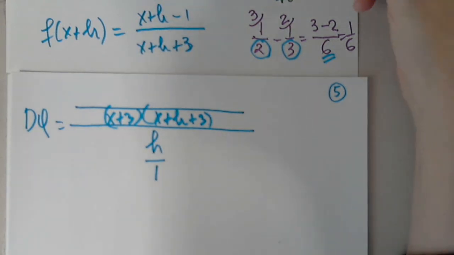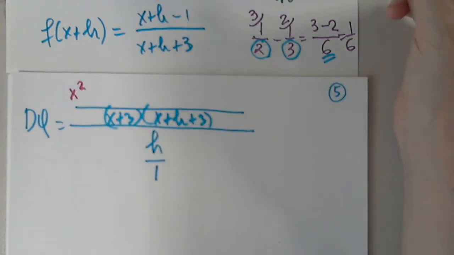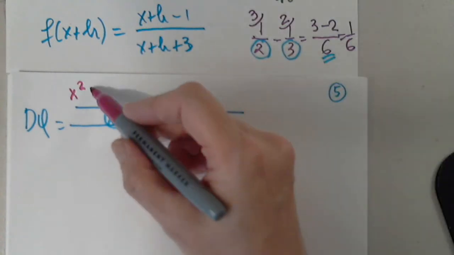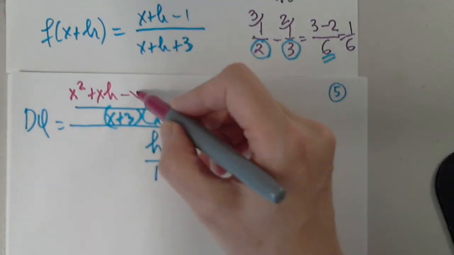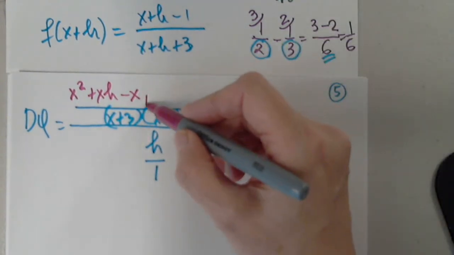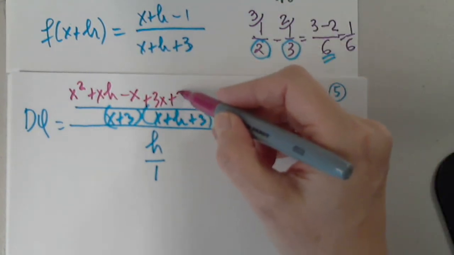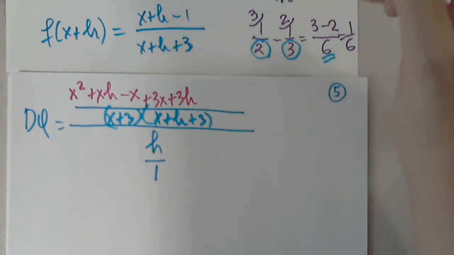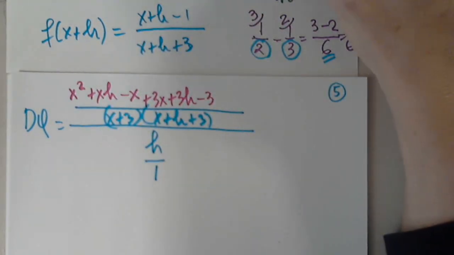So now I have to distribute x to these 3 terms and 3 to these 3 terms. So x times x squared, x times h, plus xh, x times negative 1, negative x. 3 now times x, plus 3x. 3 times h, plus 3h. 3 times negative 1, negative 3. All this, it's just this product.